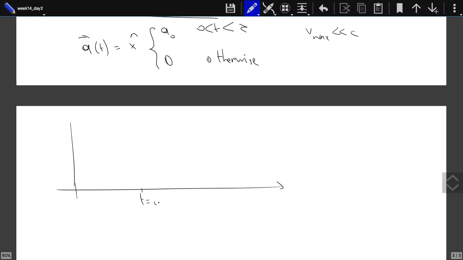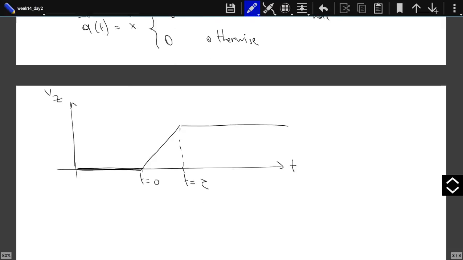So this will be the motion of my object. Let's say this is t equal to 0. This is the z coordinate of its motion. This is the time t equal to tau. Now, this is the velocity of my object, the z component. So it is 0, then it is increasing linearly. And then after that, it will be just 0 again.